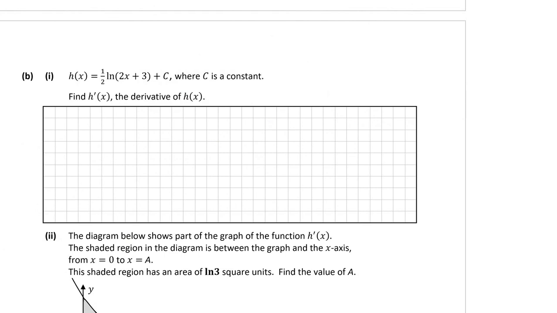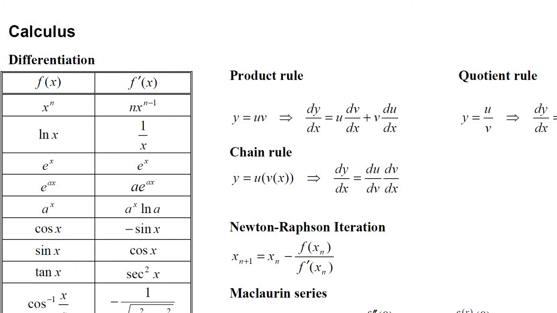So the next question, h of x is equal to half the natural log of 2x plus 3 plus c, where c is the constant. So find the derivative of that. So we're looking to derive this function. So the first thing you're going to do is go to the log tables, and you'll find that the derivative of the natural log of any function x is just equal to 1 over that function x. So with that in mind, I'm going to use that part here to be able to answer that question.